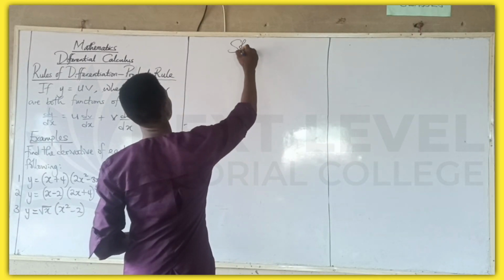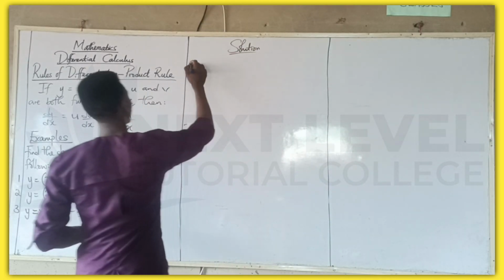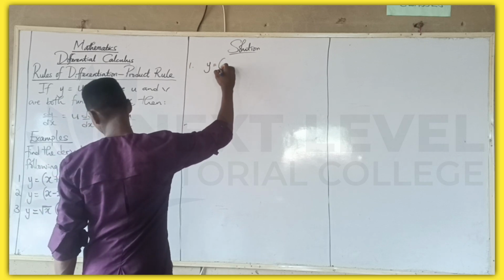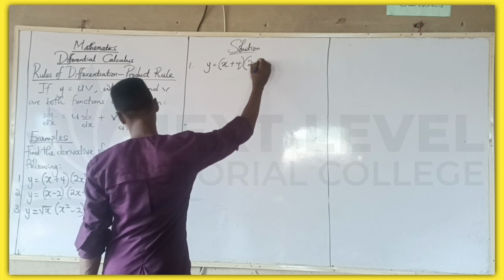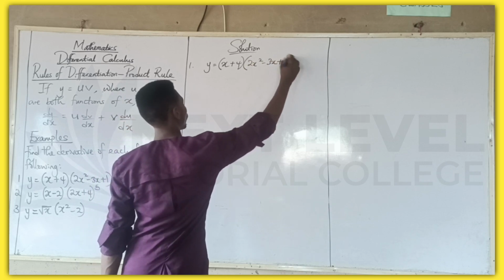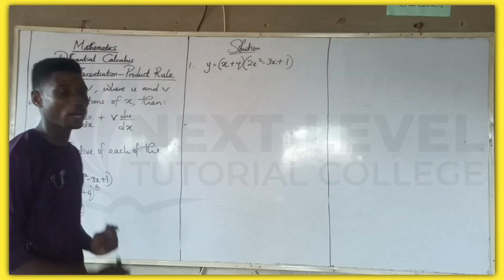Solution number 1. We have y equals (x + 4) times (2x squared minus 3x plus 1). So the two functions are multiplying.